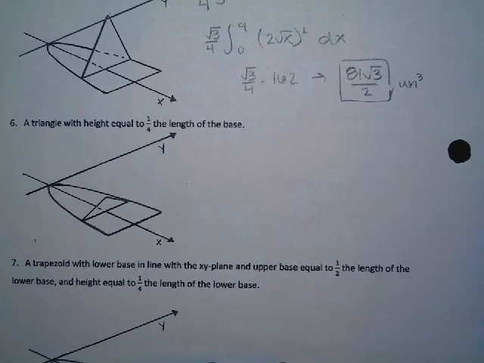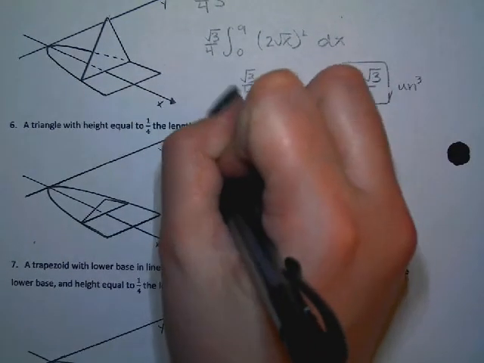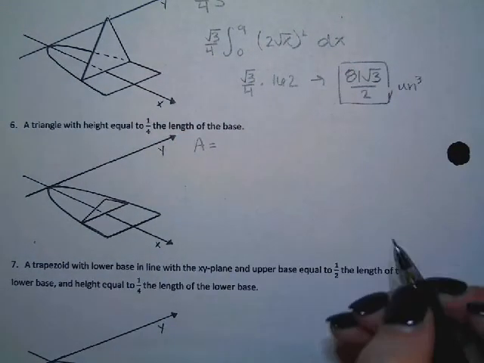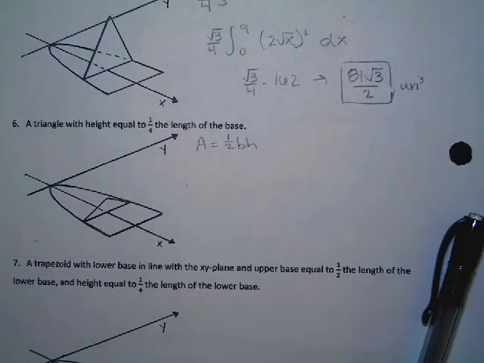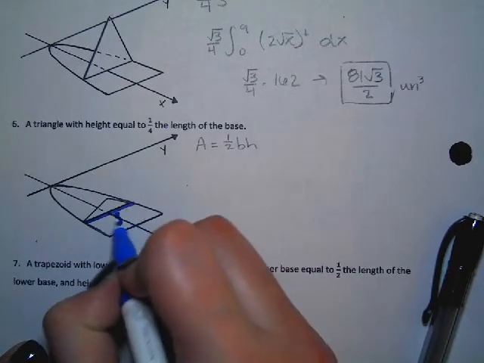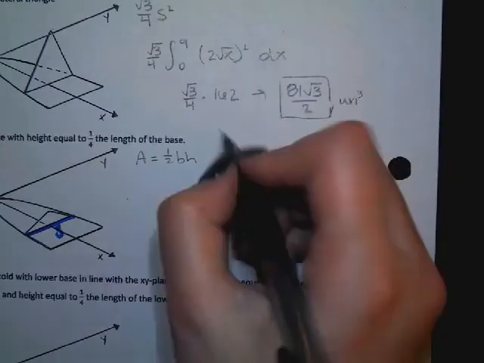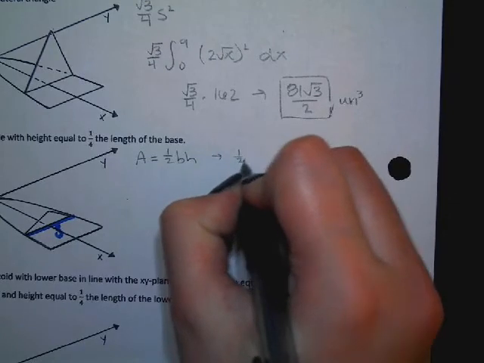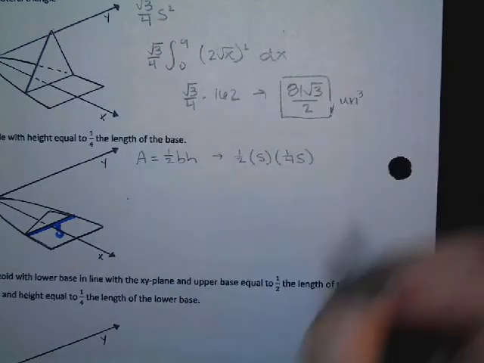All right. A triangle with a height that's equal to 1/4 the length of the base. So to do this, we have to think about the area of a triangle, which is 1/2 base times height. 1/2 s times 1/4 s. So the base is definitely S, and it says the height is 1/4 the length of the base. So we're going to have 1/2 times the base times 1/4 the length of the base.